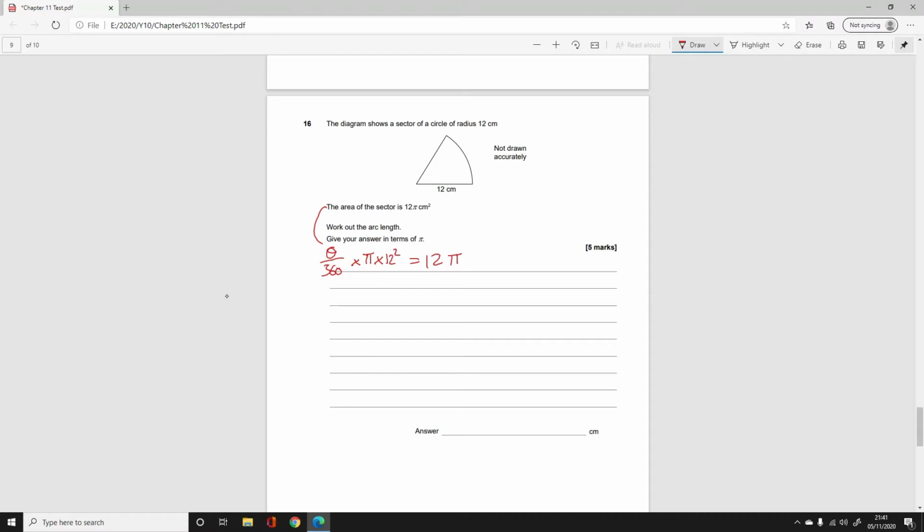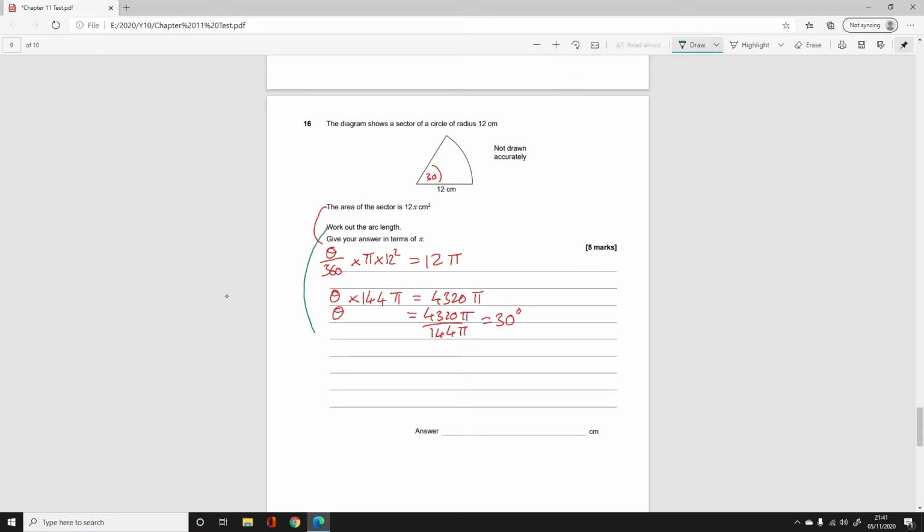I would then times across by 360, and I would also square my 12 to get that theta times 144 pi is equal to, I think, 4320 pi. We can divide across, we can get theta is 4320 pi over 144 pi, and that's just going to give you 30 degrees. So we can fill in the angle on that shape. Are we done? No, we need to find the arc length.